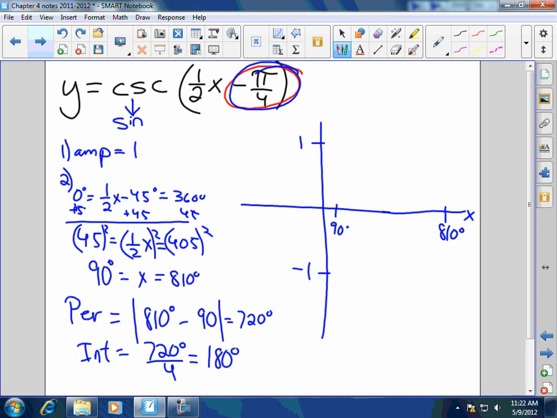I have a cosecant, which is based on sine. So I graph the sine. Well, first let's do our interval. 180, 270, plus 180, 450, plus 180, 630. Plus 180. So there you go. So now I have base, peak, base, trough, base. I'm going to lightly graph it. Now, my asymptotes are at the zeros.